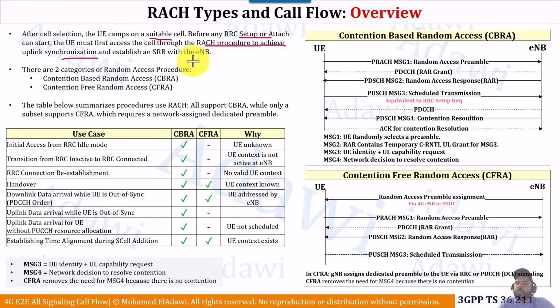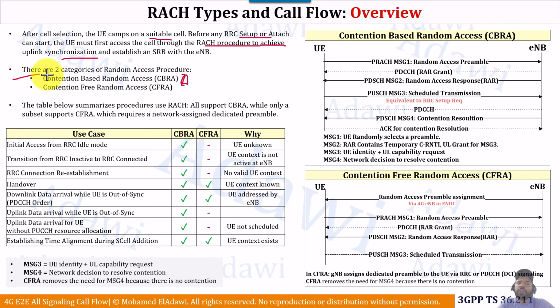Usually the random access procedure, which is needed to have link synchronization with the gNB, has two types: CBRA, or contention-based random access, and the other one, contention-free random access, which is CFRA. What are the differences between both of them? Each one has a different use case. CBRA can be used in all cases within 4G or 5G, while CFRA can be used only in very specific cases.